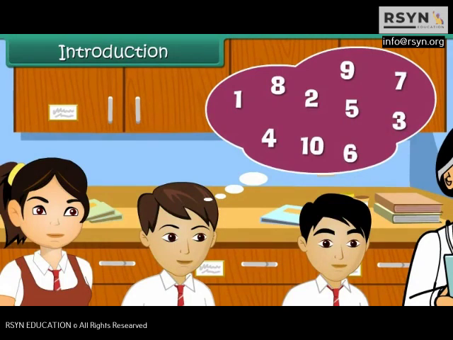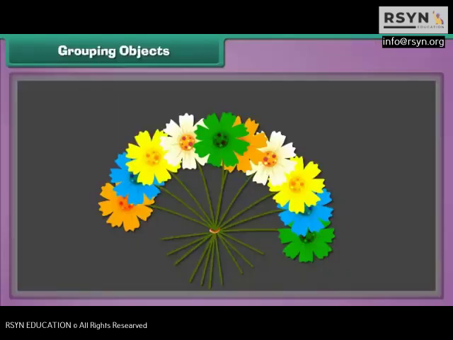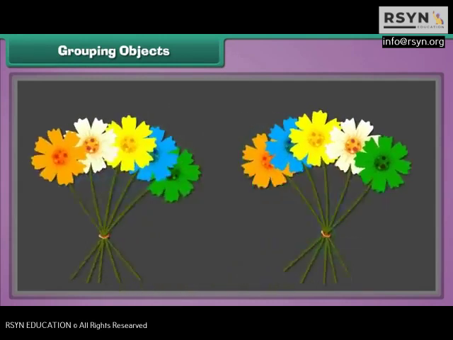In this lesson, you will learn to expand, arrange, and identify numbers. Grouping objects. Look at this bunch of flowers. There are 10 flowers in the bunch. We can make 2 groups, each consisting of 5 flowers.